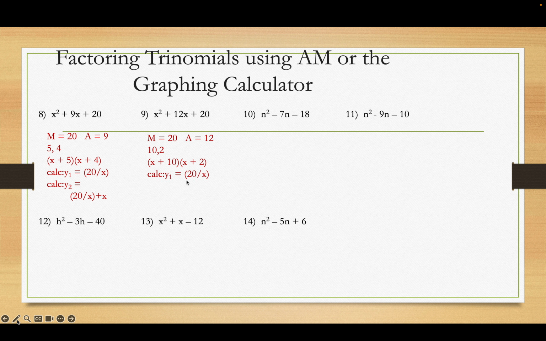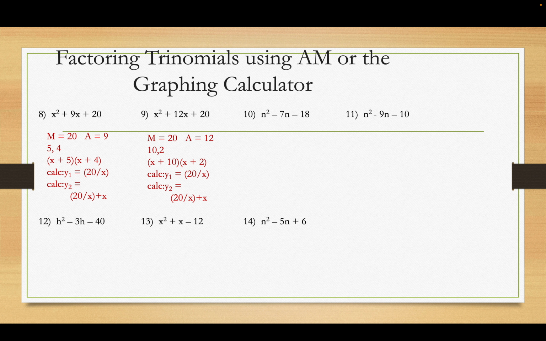With the calculator, in y1, you put 20 divided by x. In y2, put the same exact thing. Make sure it's in parentheses, plus x. And you look in the y2 column for a 12, whatever you're looking to add up to. And the 2 previous columns would say 10 and 2 in either order. Okay, let's see you try numbers 10 and 11. Go ahead. Remember, stop and start.